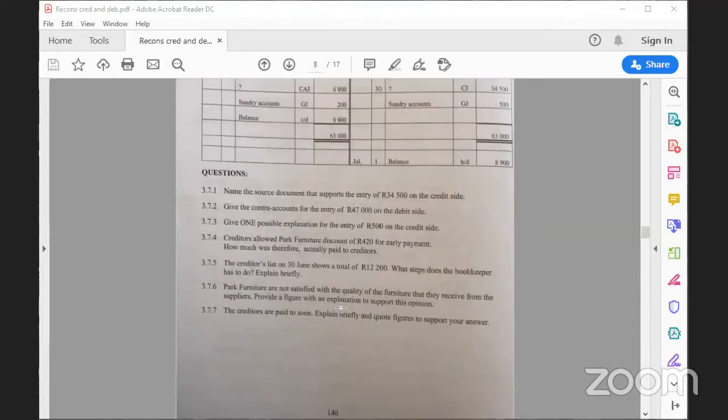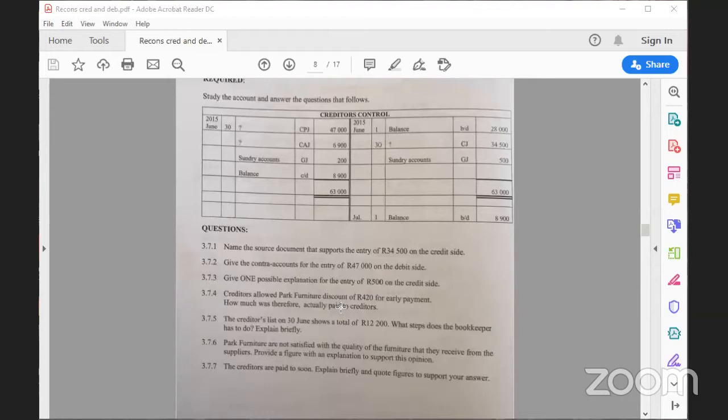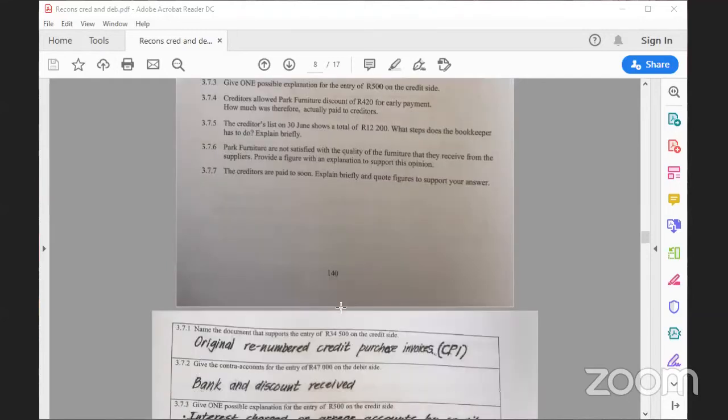Now let's have a look at the second question. It says, give the contra accounts for the entry of 47,000 Rand. This is very easy on the debit side. So what is my contra accounts? What is my contra accounts? Okay, I'm going to move over.